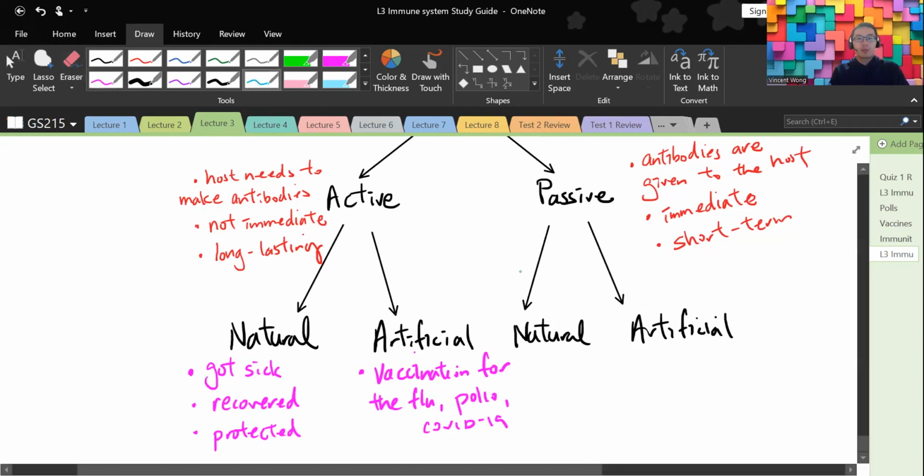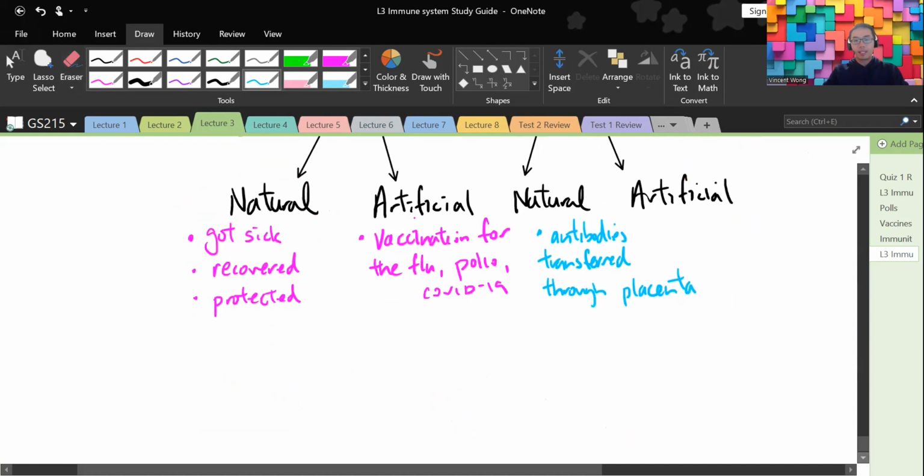Natural passive, an example of that would be the transfer of antibodies from mother to the baby through the placenta. Okay, so antibodies transferred through the placenta. We know that can happen, right? We talked about that last time with the hemolytic disease of the newborn, with the Rh incompatibility. We know antibodies can go from the mother to the baby.